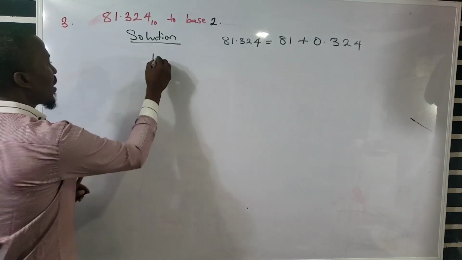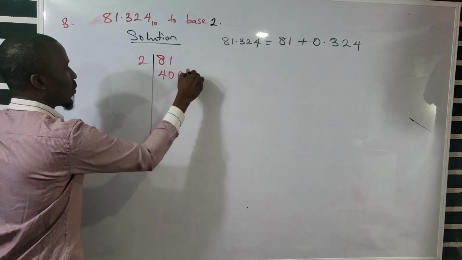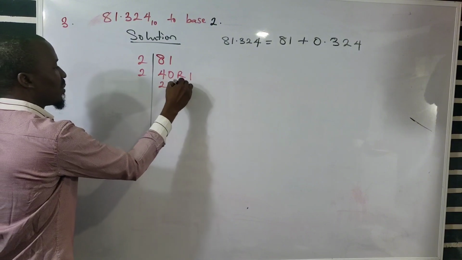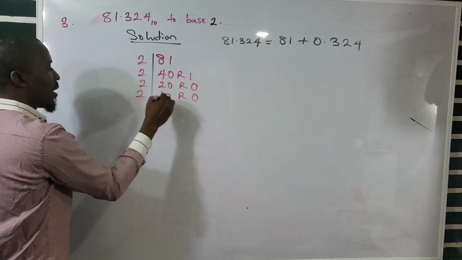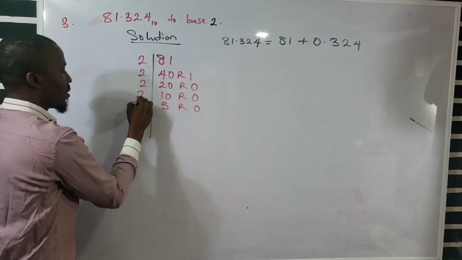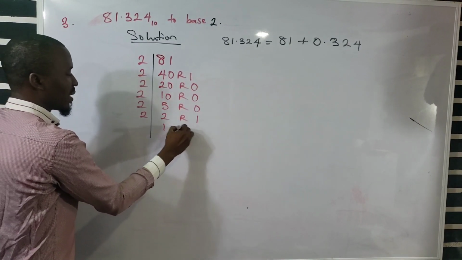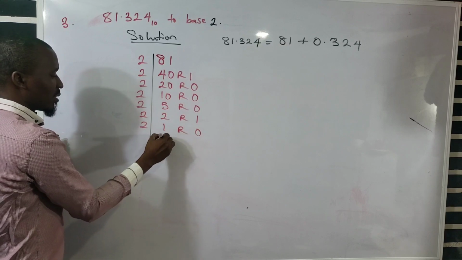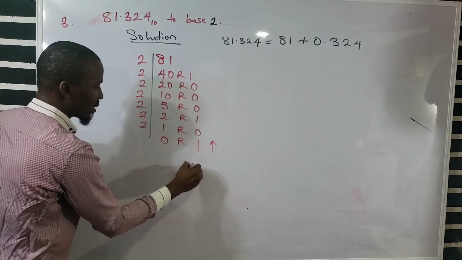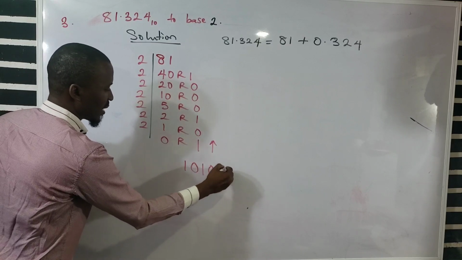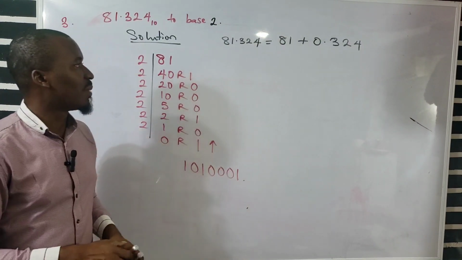So we have our 81, divide by 2 here, that will give us 40, remainder 1. 2 here, 20 remainder 0, 2 here, 10 remainder 0, 2 here, 5 remainder 0, 2 here, 2 remainder 1, 2 here, 1 remainder 0, 2 here, 0 remainder 1. So when you take it from down, you have 1010001. Point. We move over to the decimal part.